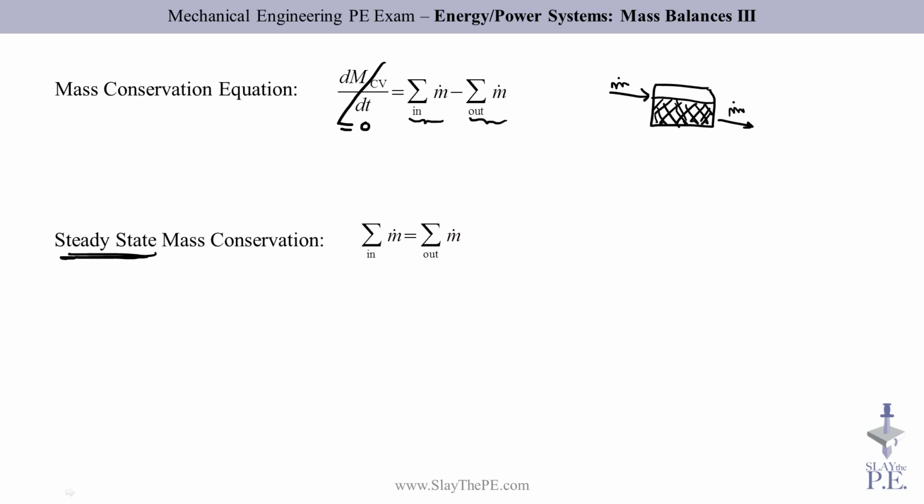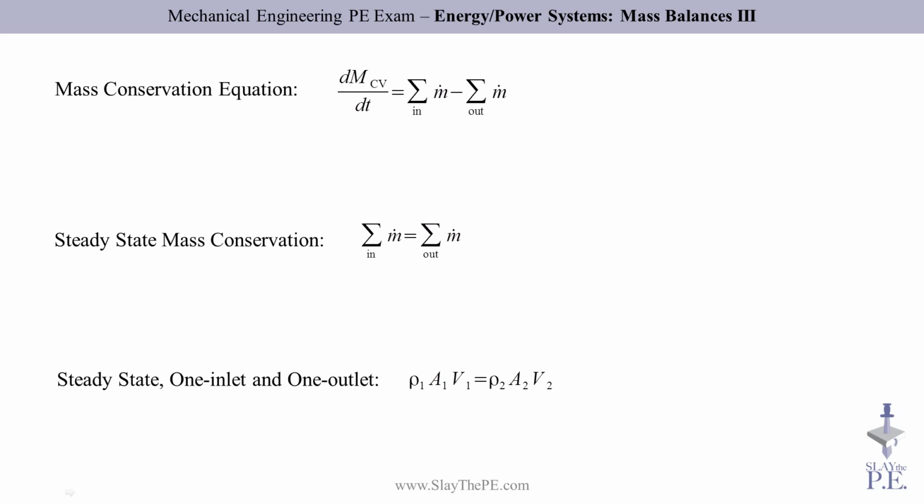So that's called steady state, and the vast majority of problems in the PE exam are going to be steady state. So it just tells you the rate at which it enters must equal the total rate at which it leaves. And then there are many control volumes that have only one inlet and one outlet. In that case, we can drop the summation signs and go straight to the equation that relates the mass flow rate with the velocity and the area, and we obtain this. This one is also quite common, but you can see it's really just a special case of this.